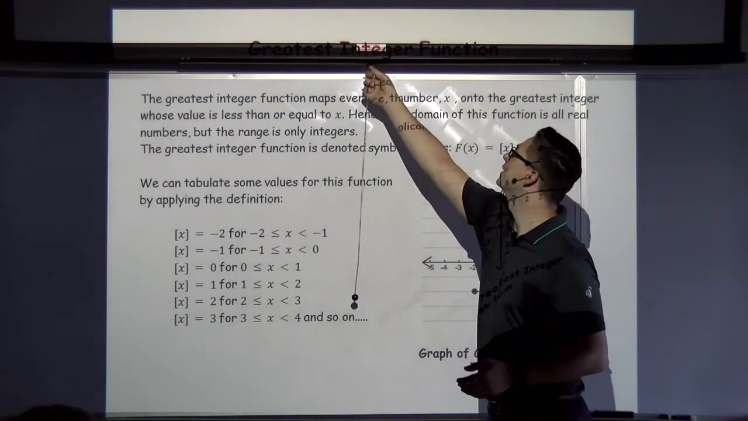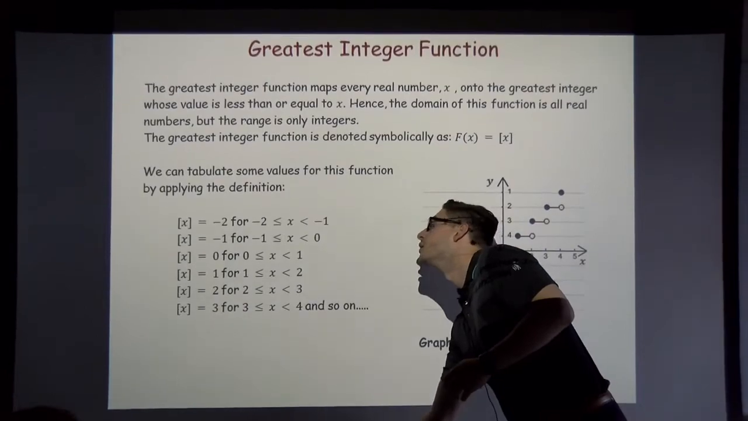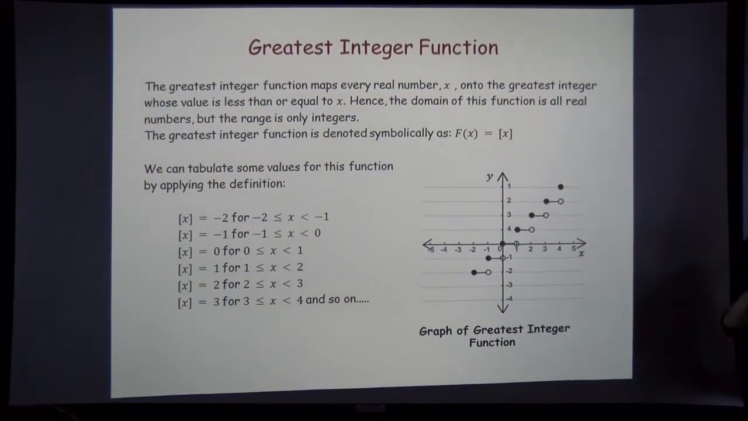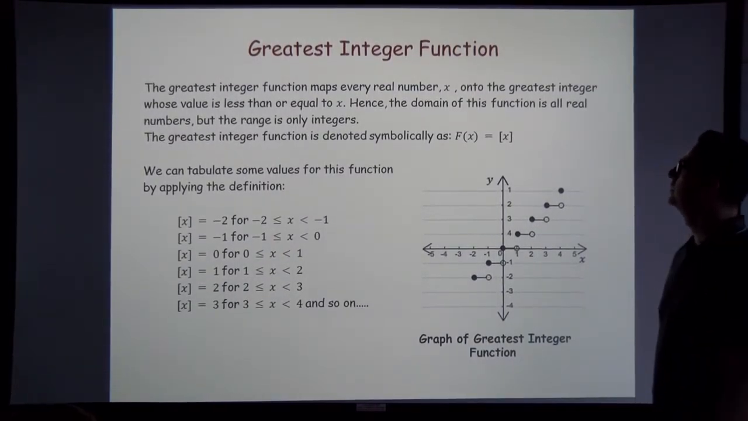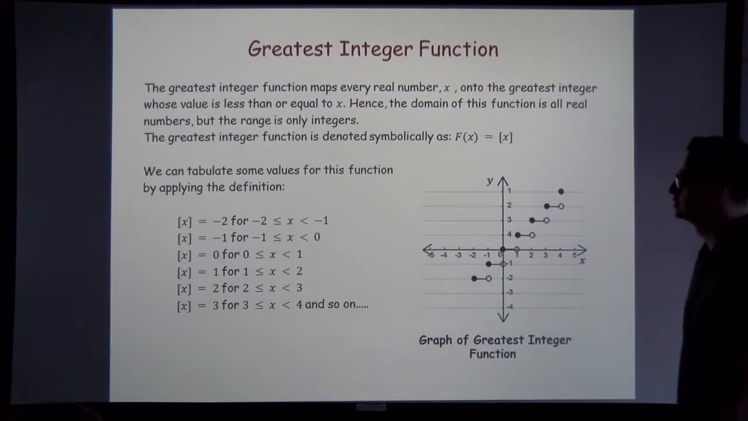Now let's talk about greatest integer functions. Okay, greatest integer functions. The greatest integer function maps every real number x onto the greatest integer whose value is less than or equal to x. Hence the domain of this function is all real numbers, but the range is only integers.